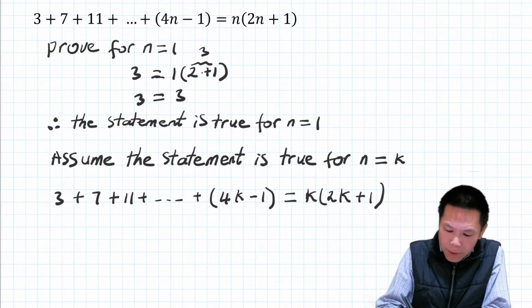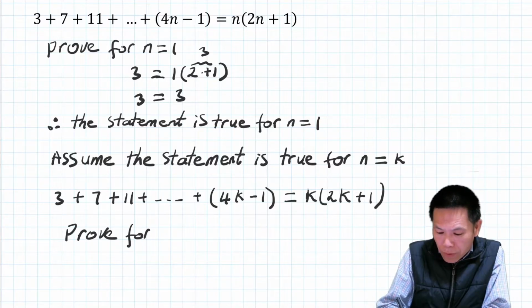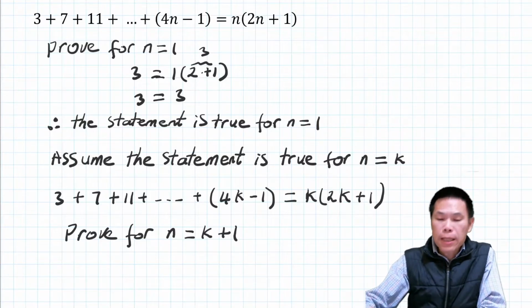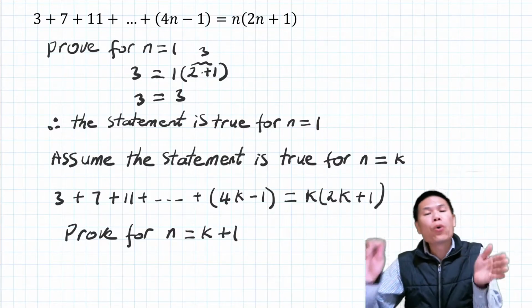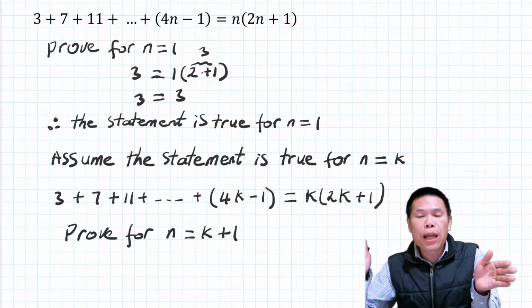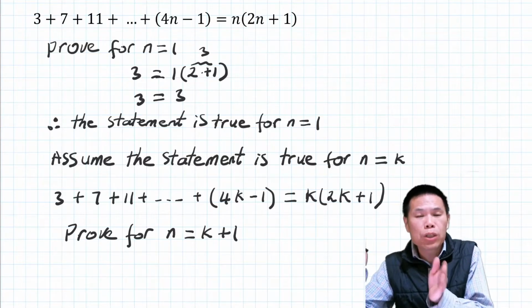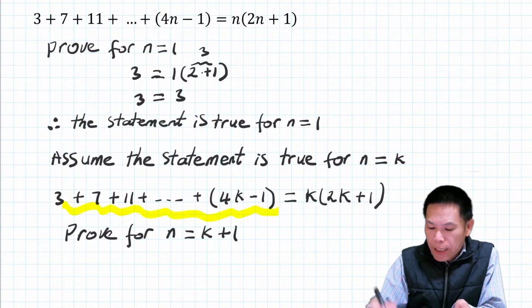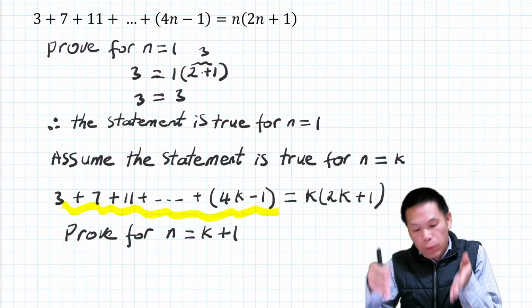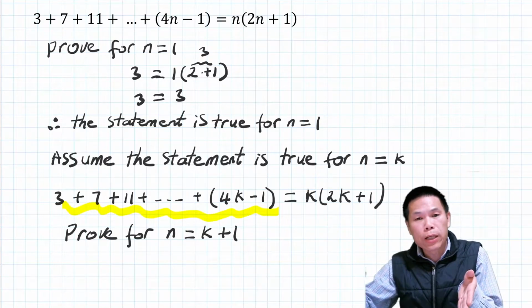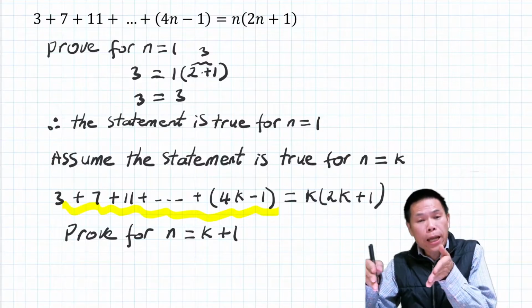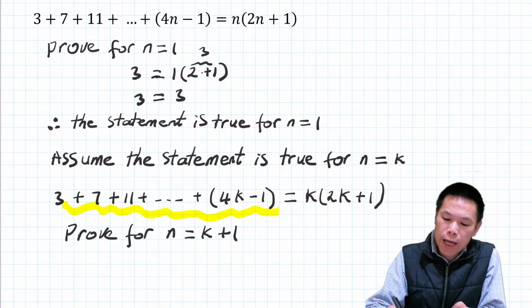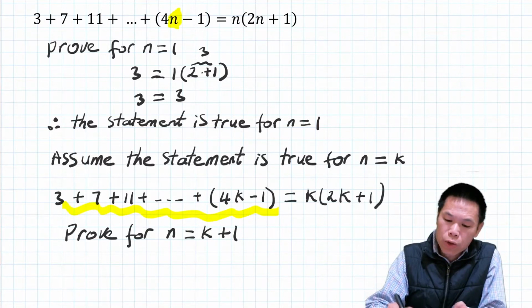The next step is we need to prove n equal k plus 1 is true. So proof for n equal k plus 1. This means that we need to write all the way to k plus 1 on the left hand side. And on the right hand side, we just substitute n equal k plus 1. On the left hand side here is k terms, but we need to write up to k plus 1. So we write this statement and add one more term extra, because we need to write up to k plus 1. For this last term, we substitute n equal k plus 1.